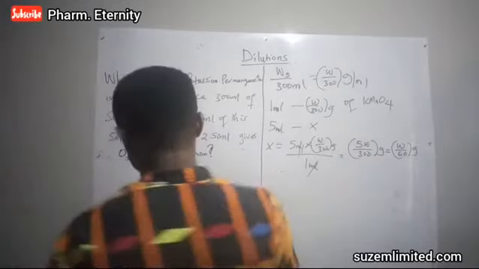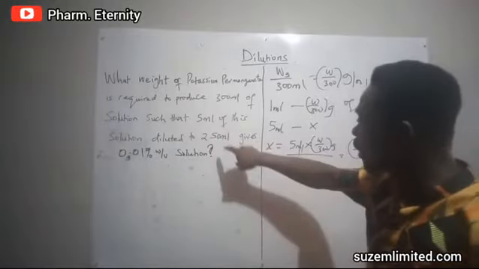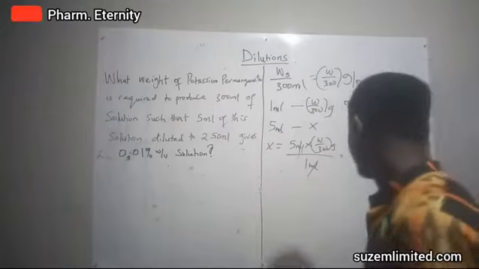Let's go back to the question. We are told that this 5 ml that was taken from this solution was diluted to 250 ml.